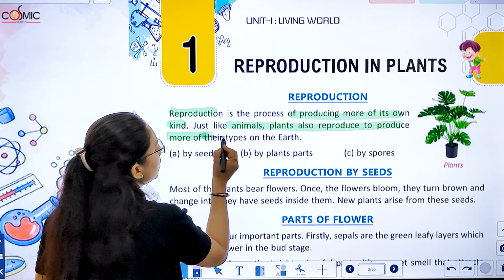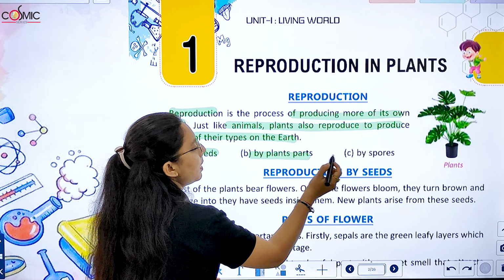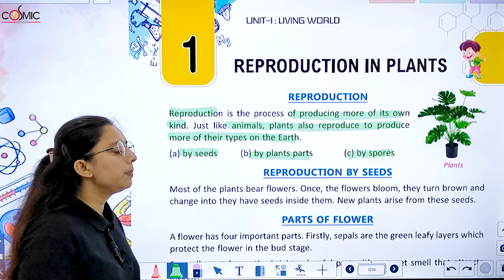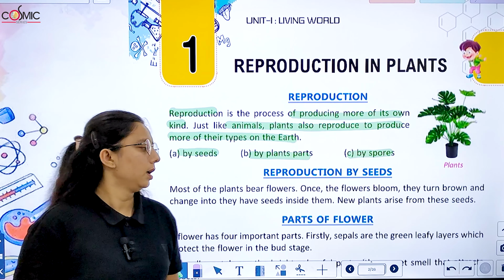Like animals and human beings produce offspring of the same kind, plants also reproduce. But they reproduce by seeds, by plant parts, and by other means. Now, reproduction by seeds. How do plants reproduce with the help of seeds?